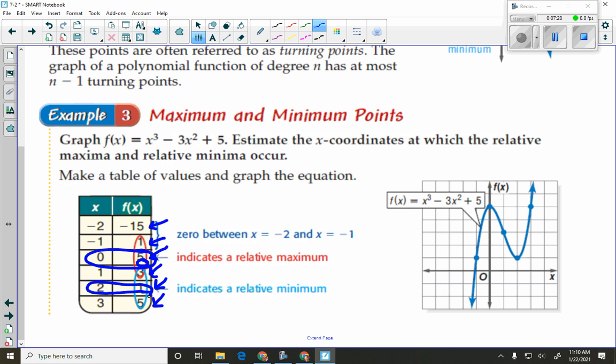But again, this all comes back to your table. And that's it. You pick points, you find where the turns are. You should know the general shape just by looking at the equation. Remember last section? It was all about the lead coefficient and the degree. If it's odd degree, the ends are going the opposite direction. If the lead coefficient's positive, it's like a positive slope. It's going to look something like this. And you can tell by the graph that they gave us, it does.